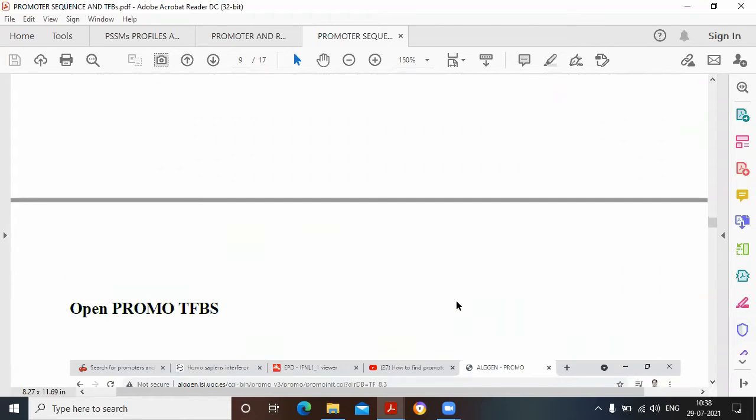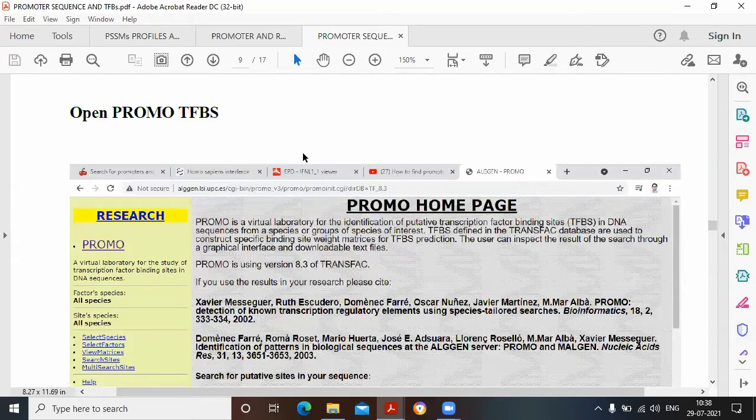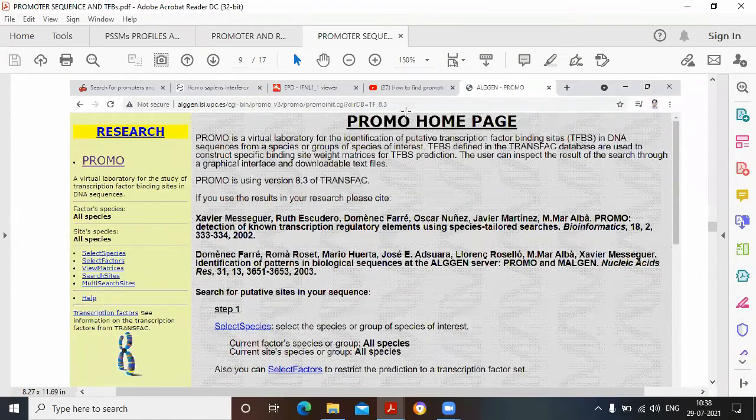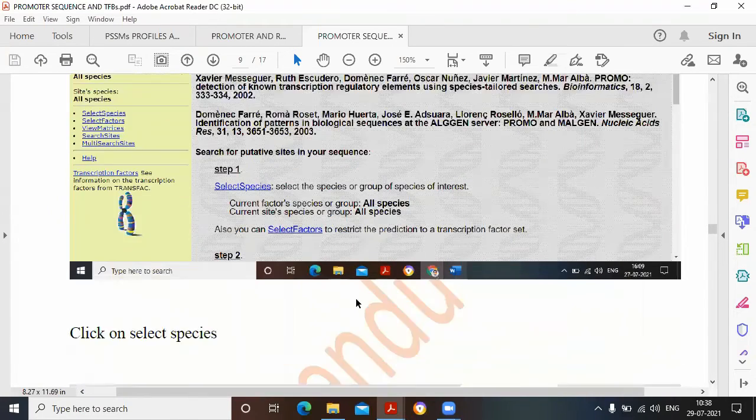Now, further, if you wanted to analyze and verify it, what you need to do, you need to type in Google again, PROMO TFBS. Okay, PROMO TFBS. So if you are typing and opening, you are going to get this home page, the PROMO homepage. In this PROMO homepage, once you are opening, you can see some hyperlink options are provided. So select species, select factors, etc. So you need to click on select species. Okay, the first option you need to click on is select species.